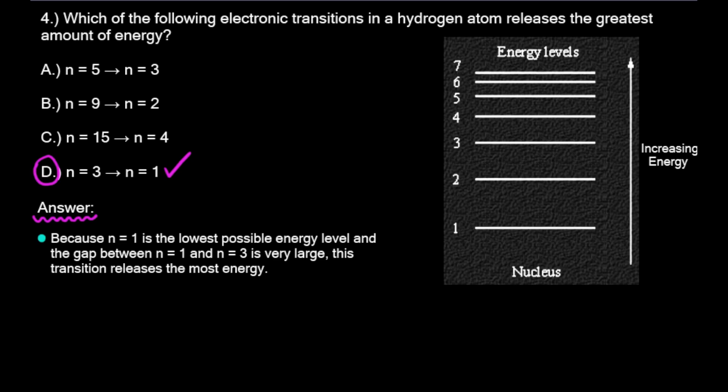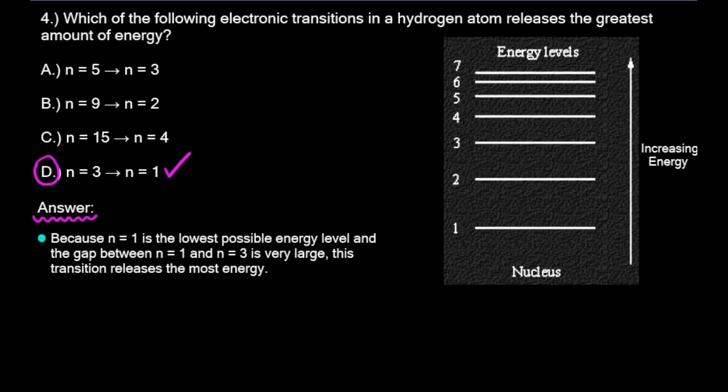Answer choice B says the transition from n equals 9 to n equals 2. This is a bigger drop, but still it's not the biggest. In choice C, the electron drops from n equals 15 to n equals 4. These higher levels are closer together, so the energy drop is smaller.